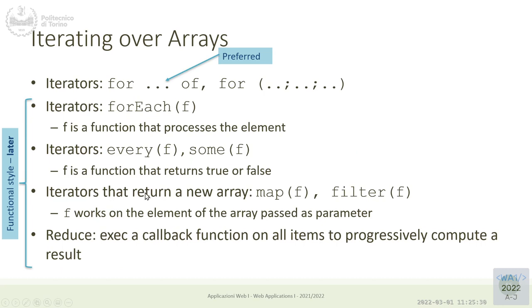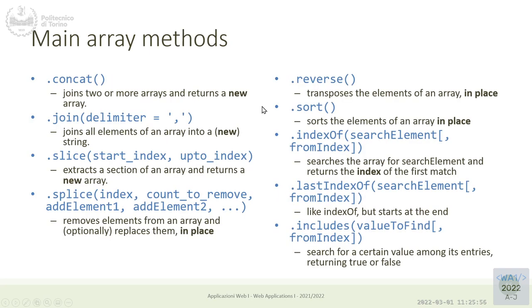For iterating over arrays, like we said, we can use the for of operator, or we can use a traditional for by incrementing the index: for i equal to 0, i plus plus, i less than array dot length. Or we will learn next time how to use the functional operators that automatically iterate over the elements and do some operation over each of them. And then we have a bunch of other functions that are already predefined on the array object. This means there are very few cases in which we really have to go element by element.